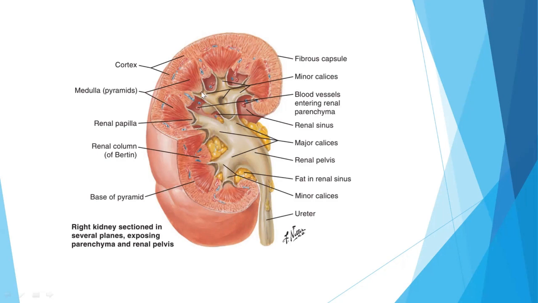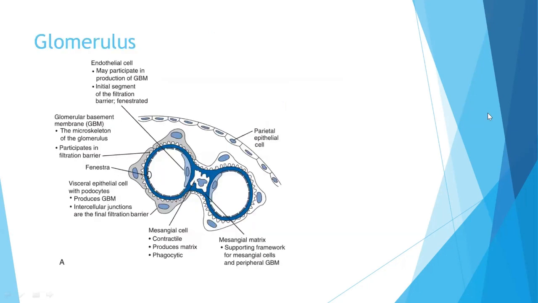Now these all renal papilla, they all drain into the major and minor calyces, right? Now these major and minor calyces then join and form the renal pelvis, okay? And then this pelvis continues as the ureter.